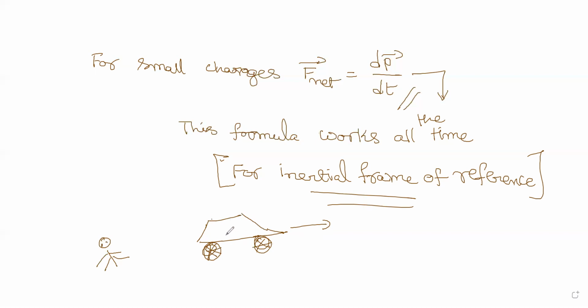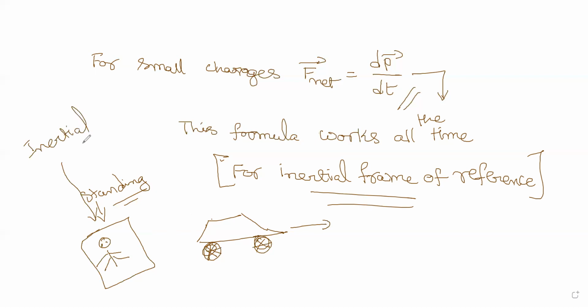And I am not moving. I am standing. Now, in that sense, when I observe the car, I am said to be in the inertial frame. I hope you understand. So I should not move, or I move with a constant speed. Constant speed is also okay, but you should not accelerate. That is one thing you have to keep in mind.